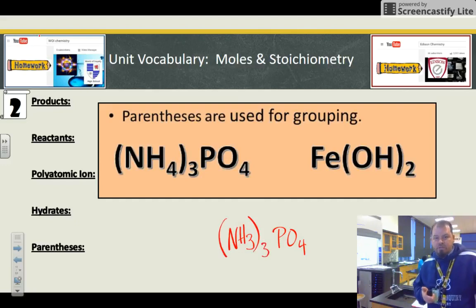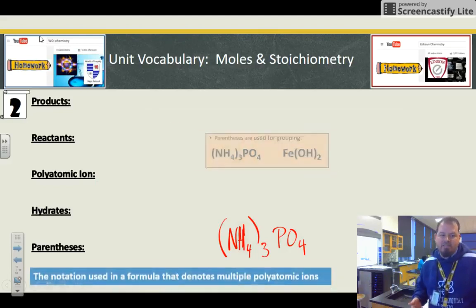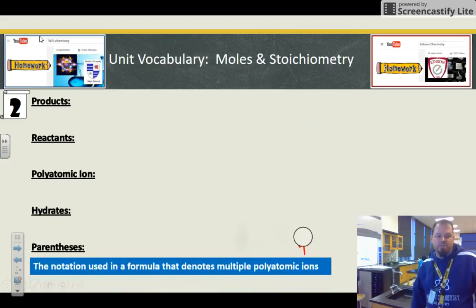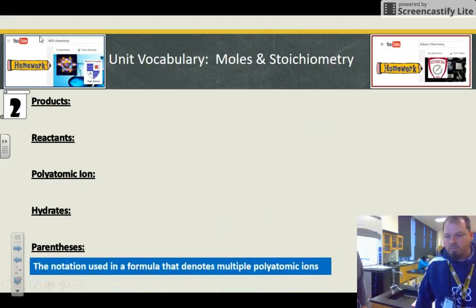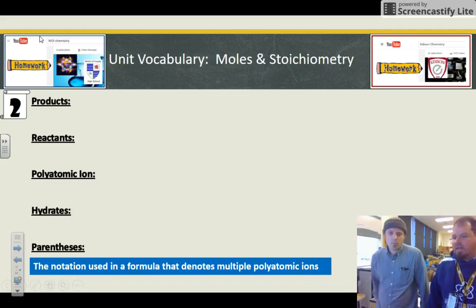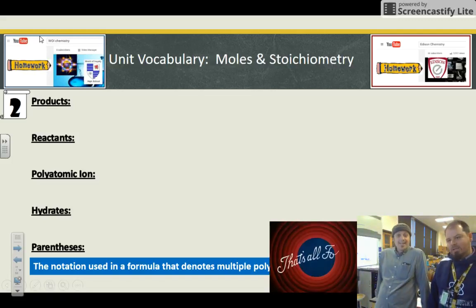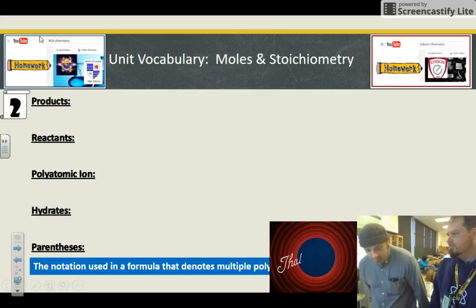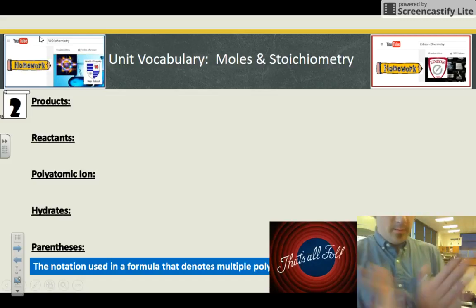What you need to do, and it's NH4, by the way, not NH3, but that's okay. My bad. What we want to make sure we do now is this comes into play when we have to count the number of atoms. We need to not mess that piece up. So this is just the notation used in a formula that denotes multiple polyatomic ions, and I believe that's it. It is true. Memorize.